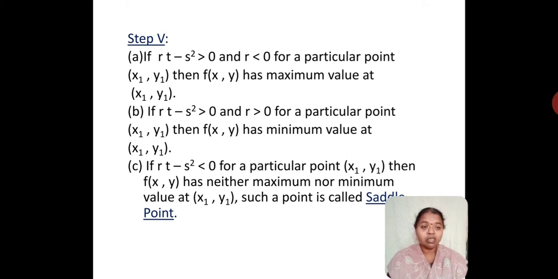Now we have seen the conditions for greater than 0. Now let's see the next condition. If rt minus s square is less than 0 for a particular point x1 comma y1, then the function is neither maximum nor minimum at the point x1 comma y1. Such a point is called a saddle point.